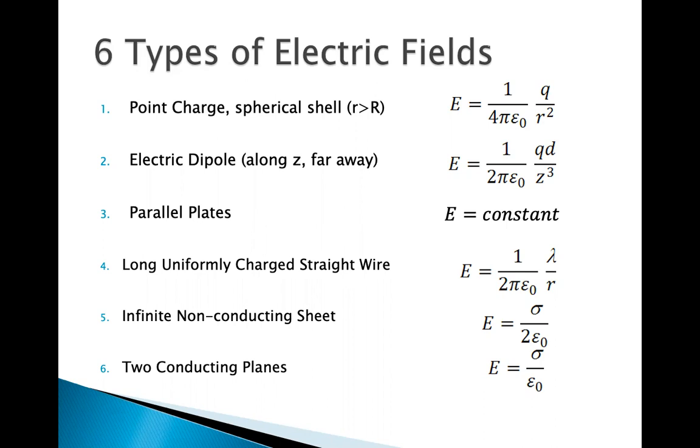And in 23, we introduced a long uniformly charged straight wire. This equation is going to be used very often later on in the next couple of chapters. Then 5 is infinitely non-conducting sheet. So that's a plane sheet with charge. And 6, 2 conducting planes. For example, parallel plates is one example.